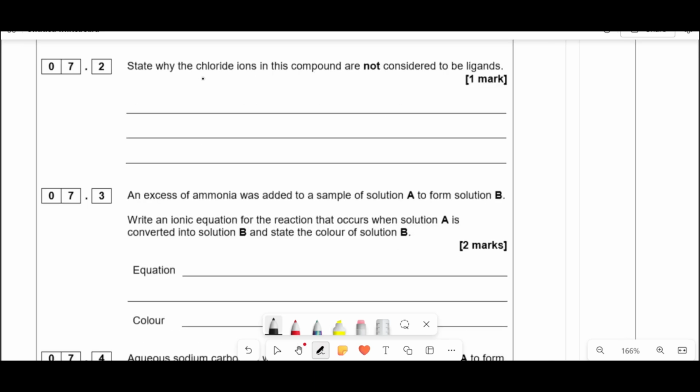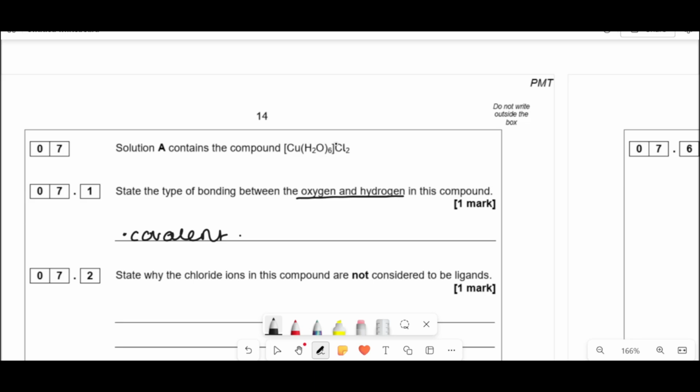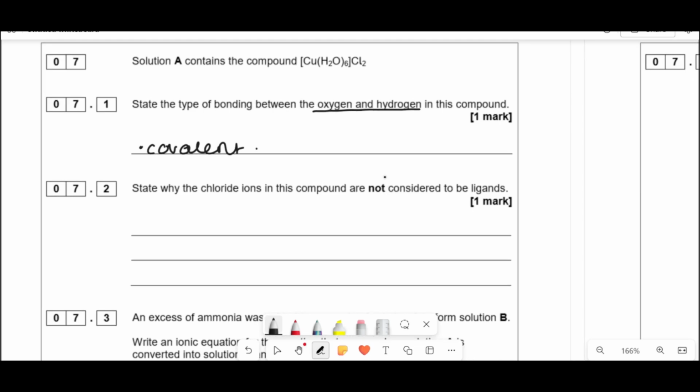There you go. State why the chloride ions are not considered to be ligands, because it's not within this complex ion here, right? It's outside here, so that means there's something going on that's stopping it from being a ligand. What makes a ligand is it donating electrons to the central metal ion, as in forming a coordinate bond. Here, if it's not a ligand, it's not forming a coordinate bond. So no coordinate bond formed.